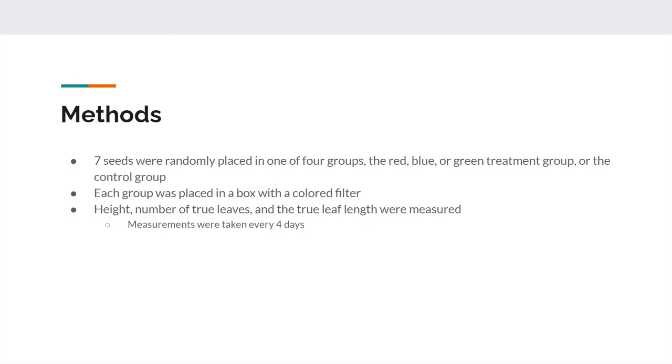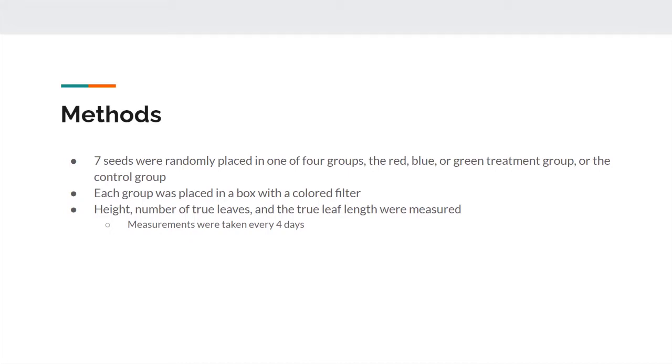To set this up, I had 7 seeds that were germinated with a paper towel in a Ziploc bag. 7 seeds were placed in each of the 4 groups: the red treatment group, blue treatment group, green treatment group, and the control group. To filter out all other colors of light for each of the treatment groups, I put the plants in a box with a colored filter on the top. So for example, if it was in the red group, it would only be getting the red light in the box. And then same for the other treatment groups.